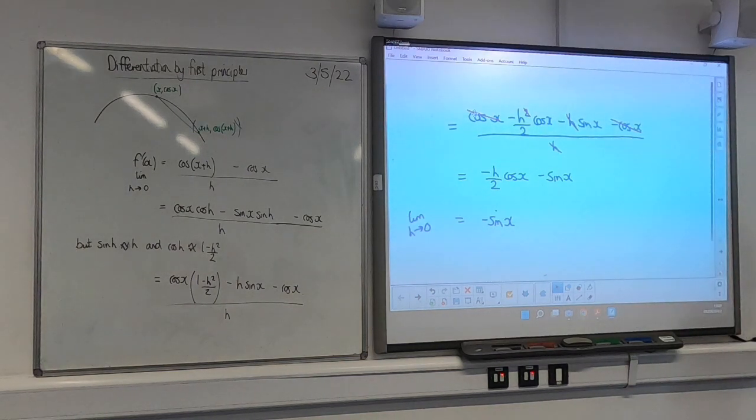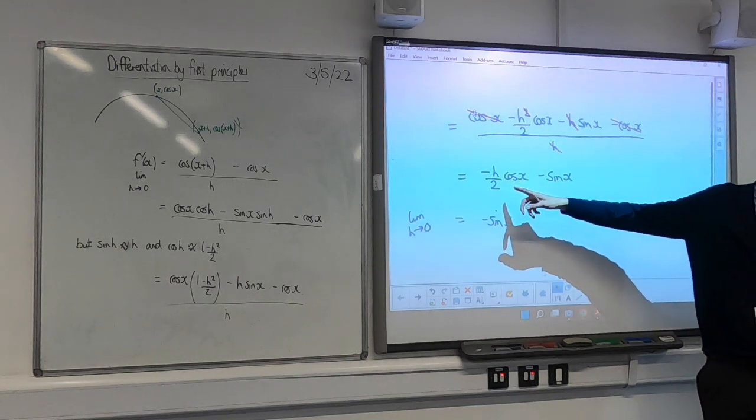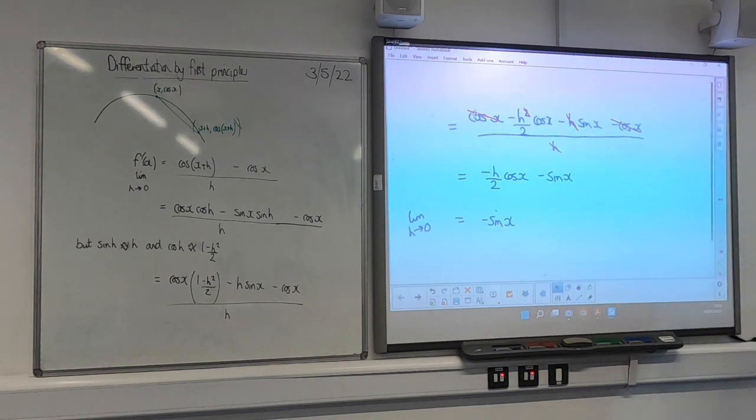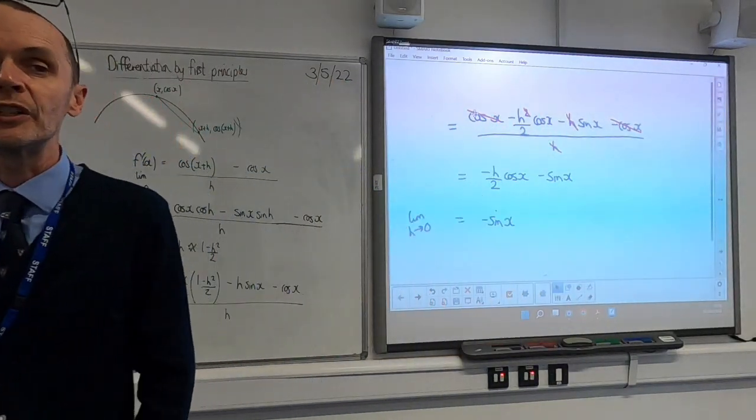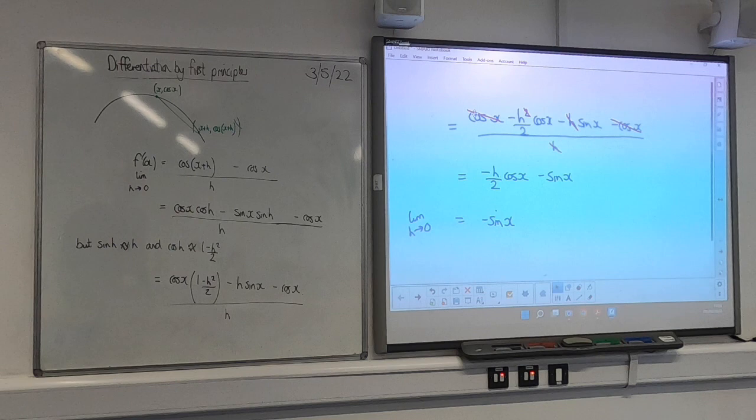You don't need a paragraph explaining why that term disappears. It's just enough to say the limit as x tends to 0. Okay, so that's differentiation by first principles ticked off, and I think that really is the end of the content. Absolutely the end of it.